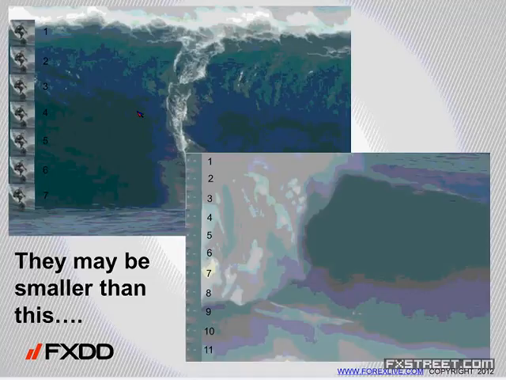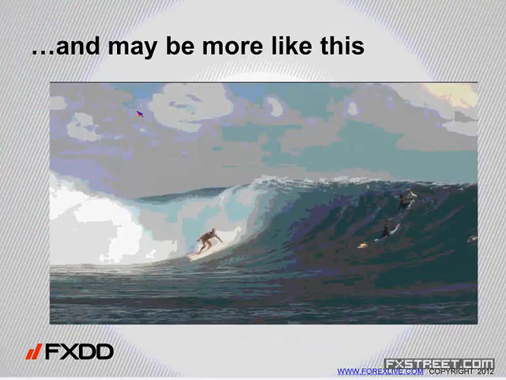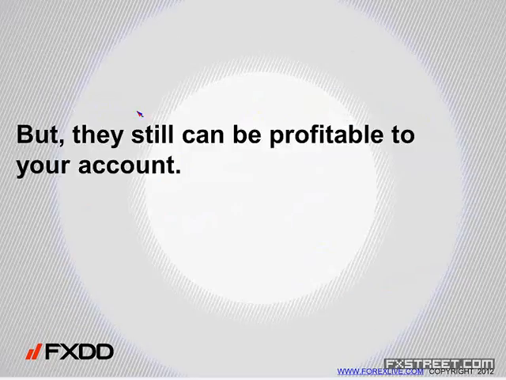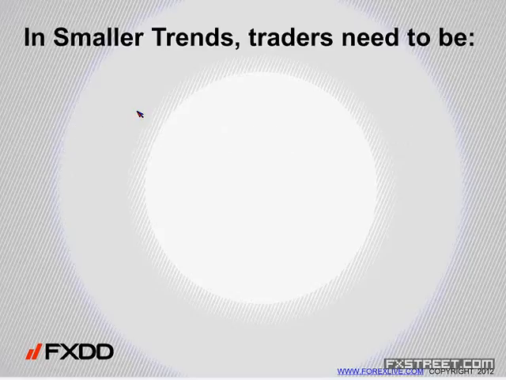So our waves may be smaller than that, may look more like this wave, where it's maybe two times the wave. This is the type of wave that I surfed on the Jersey Shore when I was growing up. Only two times my height, but boy, I was scared to death there. But those waves can still be profitable to your account. You just have to know how to surf them.